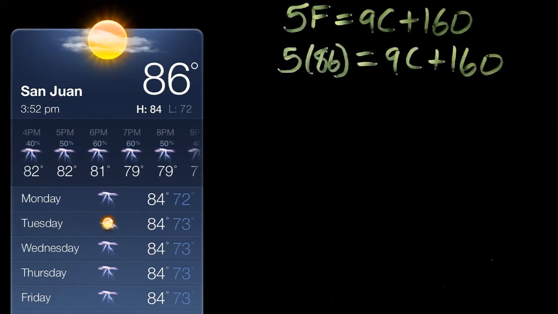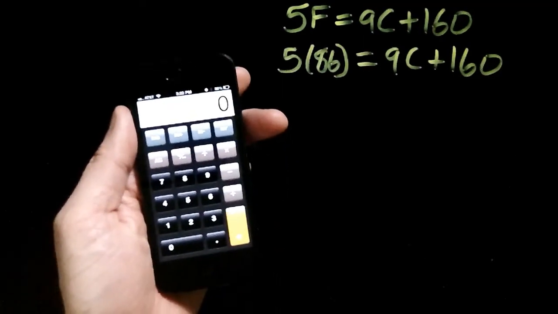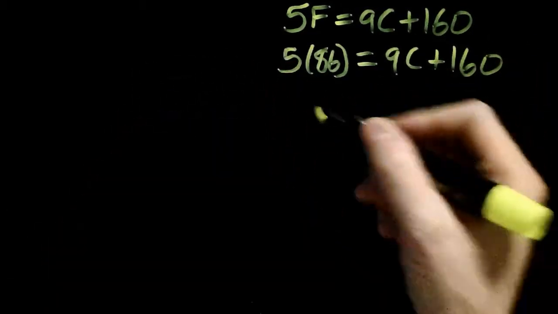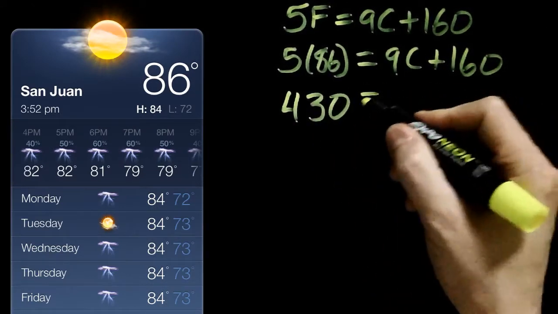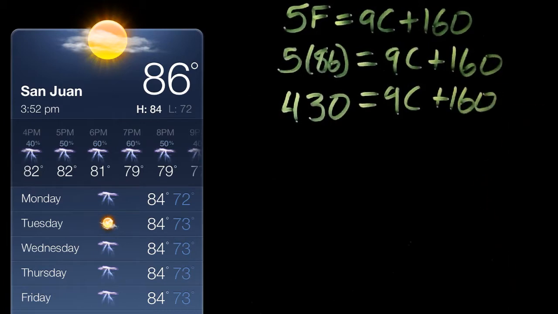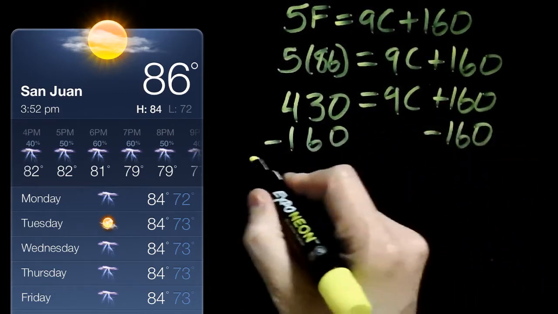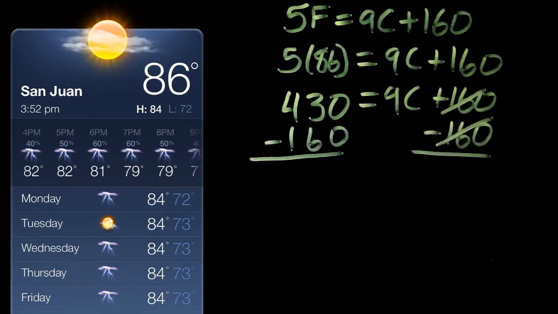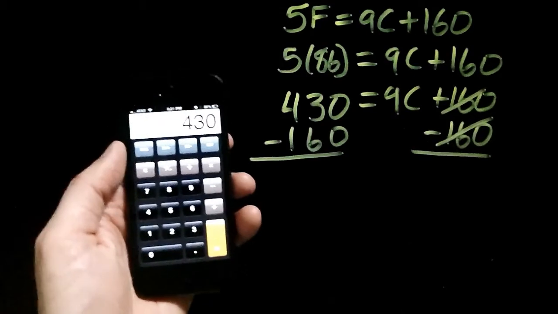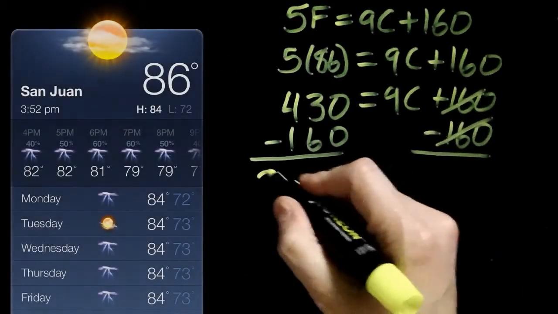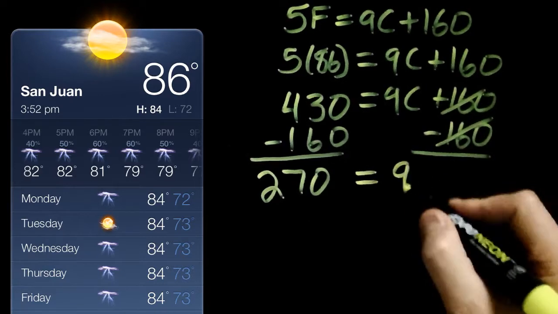So 5 times 86. If I want, I can go ahead and figure out what 5 times 86 is. You can do that in a long, pen and paper way, or you can just use your calculator, which you will be given. So I will just do 5 times 86, and that will give me 430. So 430 equals 9C plus 160. I can get rid of the 160 by subtracting 160 from each side. These will of course cancel each other out. They're the exact same thing. And if I take the 430 and subtract 160, I'll get 270. So now I have 270 equals 9C.